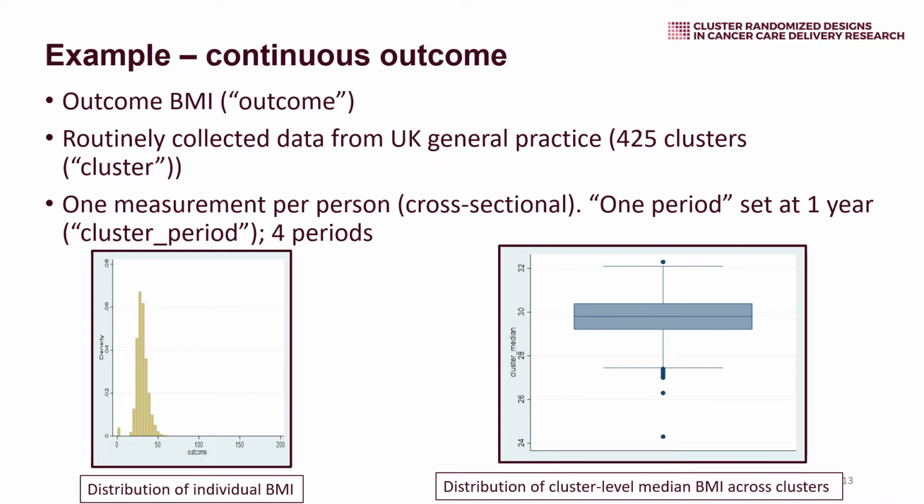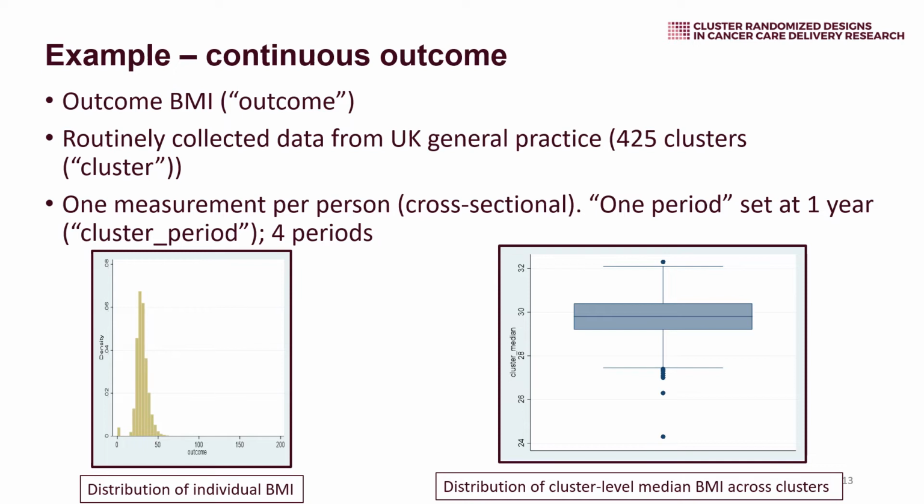So let's have a look at our example. This time the example is from a different setting. The outcome is BMI. It's from routinely collected data from UK general practices. The general practice we're thinking is the cluster. So there are 425 clusters in this data set. Each person contributes one measurement to this data, so it's cross-sectional. But the measurements are taken over a number of years, and we're going to set one period to be 1 year. And in total, there are going to be 4 periods or 4 years in the data set.